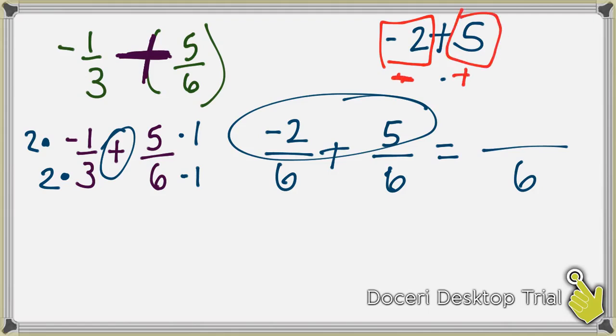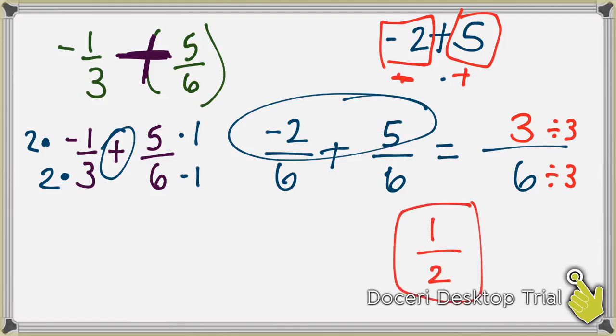They're different signs. When they're different signs, we subtract them and keep the sign of the bigger number. 5 is bigger than 2, and it's positive. So I get 3/6. However, I have to simplify that. They're both divisible by 3. 3 divided by 3 is 1. 6 divided by 3 is 2. So you get 1/2 as your final answer there.